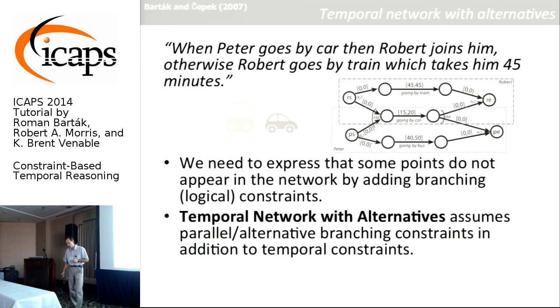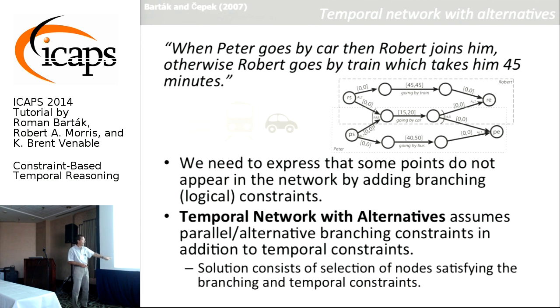We have the parallel and alternative branchings. And again, verifying consistency is NP complete. Even if these constraints are simple temporal constraints, it's still a hard problem. So it's easy to show that it's still NP complete. If there are precedence relations and if there are some other restrictions, we can do consistency in polynomial time. But in general, with simple temporal constraints, it's NP complete. Okay, yeah, as I said, to solve this problem, we need to select the nodes to satisfy both the branching constraints and the temporal constraints.